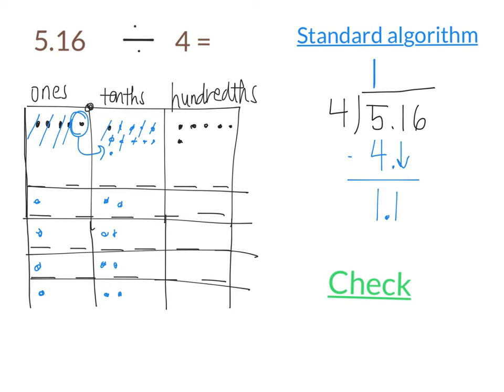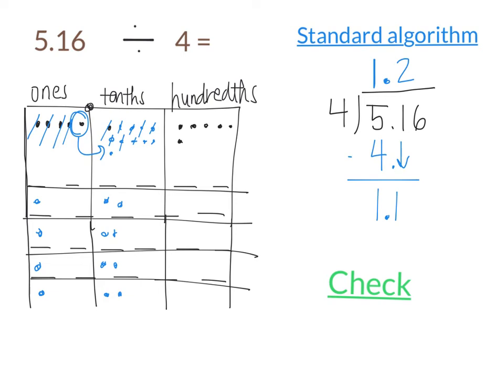Okay. How many did we get to each group? 2. 2 whats? 2 dots in which column? 2 tenths. So you're going to write a 2 up here in the tenths column. Don't forget to put this decimal point to show that that's the tenths column.